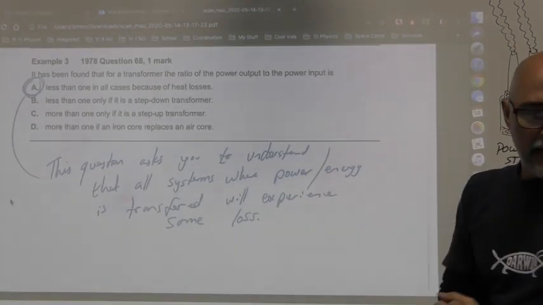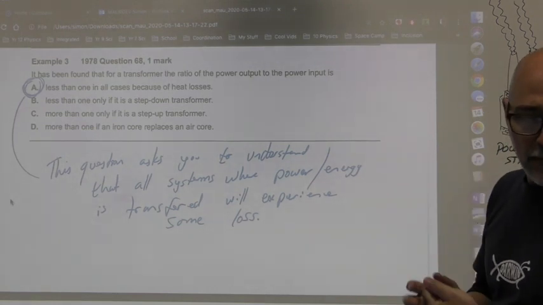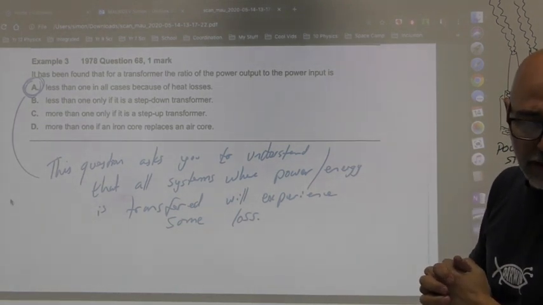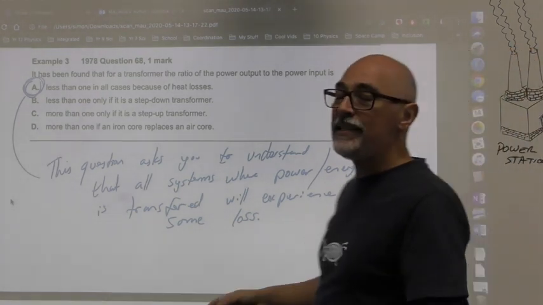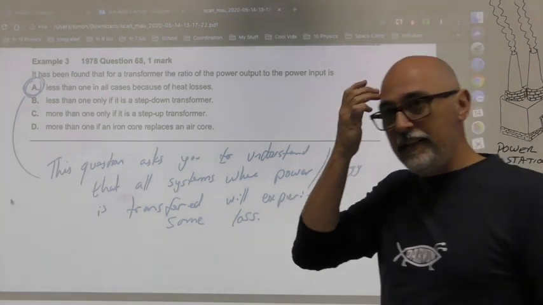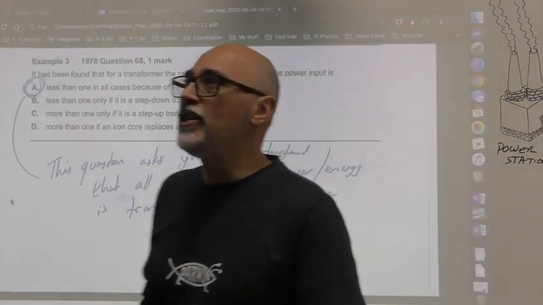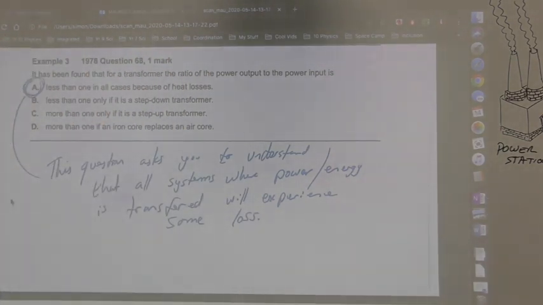It has been found that for a transformer, the ratio of the power output to the power input is, now which one is the most correct? Often you get these multiple choice questions and you've got to find the most correct option because sometimes even the one that's right isn't great. Okay, less than 1 in all cases because of heat losses. That does ring very nicely true. It is obviously the right answer.